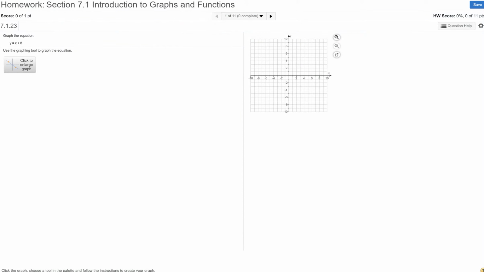Alright guys, this is a 7.1 homework. Let's go through this. Hopefully together you guys will see it's not that bad. Alright, so question number 1. It's asking us to graph that equation.